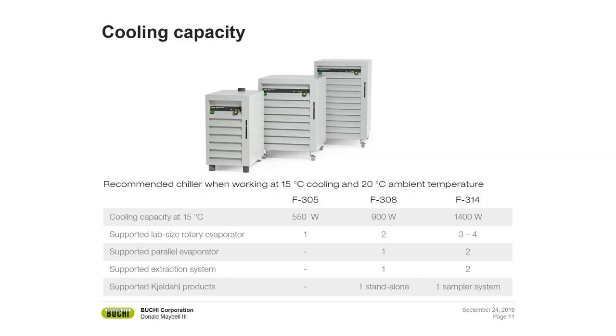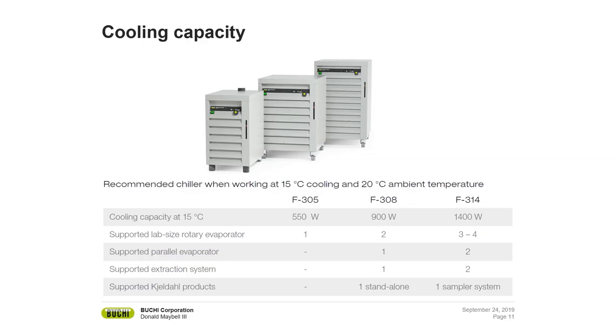So continuing on with the process optimization, the cooling capacity. This cooling capacity value that I've been talking about is listed in any technical data sheet for any chiller that you look at. So here's an example of our benchtop chillers. We have the F305, the F308, and the F314. Their cooling capacities at 15 degrees Celsius are 550, 900, and 1400 watts. This is very important because the temperature that's listed and then the cooling capacities at that temperature are going to tell you how much energy can be taken out and the chiller can hold constant at that temperature.